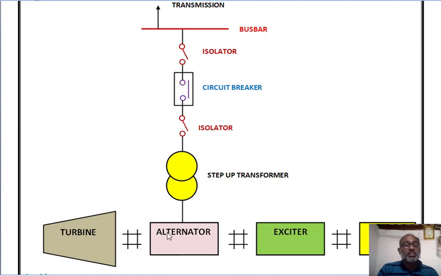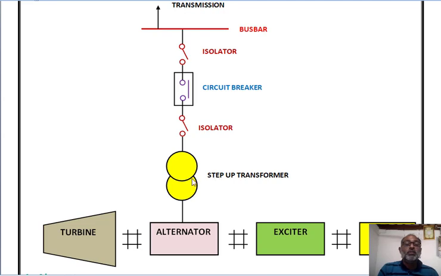Now, in a thermal power station, this alternator generates nearer to 11 kV voltage, and we require to transmit this voltage. That means we require a transmission voltage nearer to 132 kV, 220 kV, or 400 kV. So due to this, one step-up transformer is used which steps up the 11 kV voltage to the required transmission voltage. That means 132 kV, 220 kV, or 400 kV.